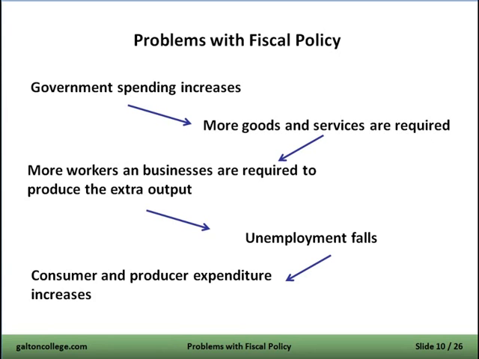For a start, there is less government expenditure on welfare payments, and also people who previously were on welfare are now paying taxes towards the government. So if the government can start the whole process going by increasing its expenditure, more goods and services are required, therefore more workers are required, therefore unemployment falls, therefore there'll be more expenditure. That's all that's needed from the government. It just needs the initial push to get the system going in a particular direction.